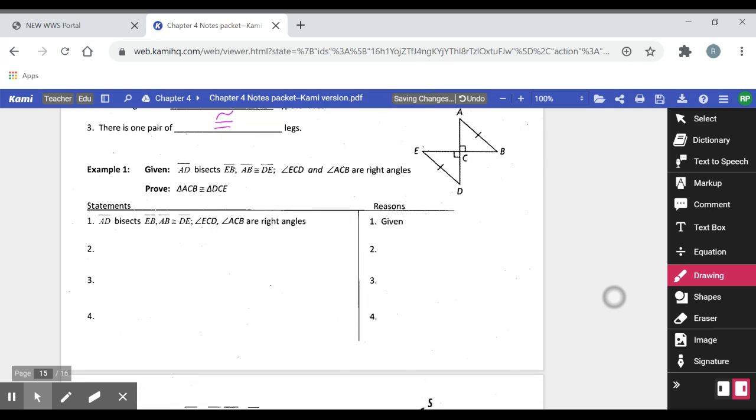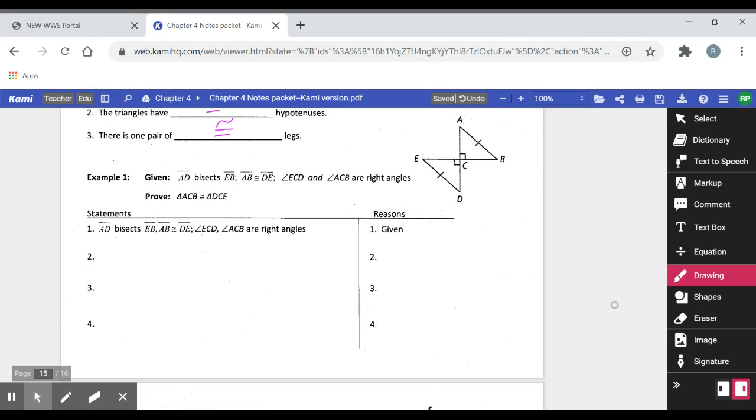So if we look at this proof, we're actually going to do it in 5 lines instead of 4, to make sure we're including everything. You can look at this one and see that there's a lot of given information here. One is that AD bisects EB. Again, that means AD is kind of like the knife cutting EB in half into 2 smaller congruent segments. It also says AB is congruent to DE.